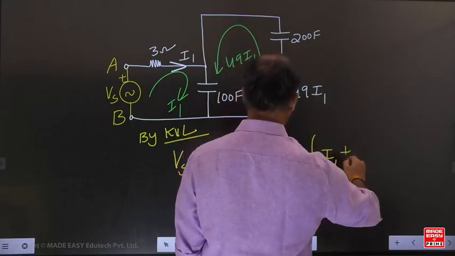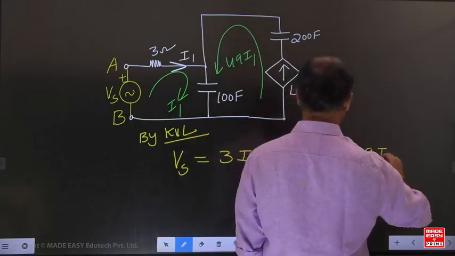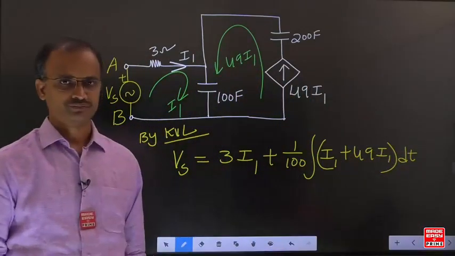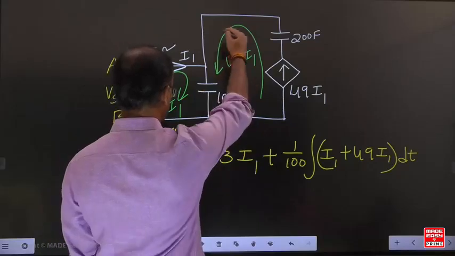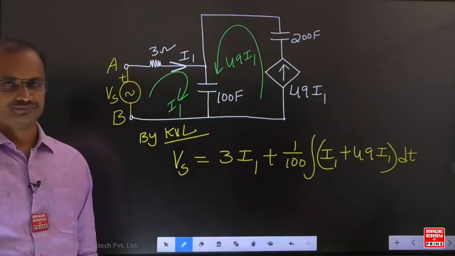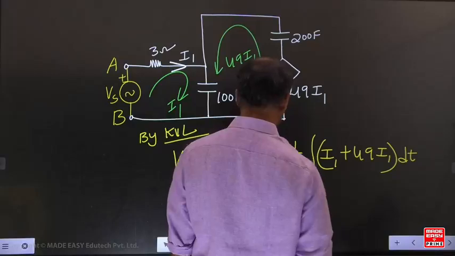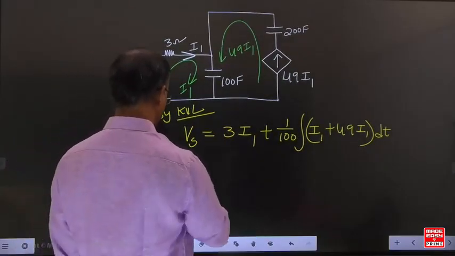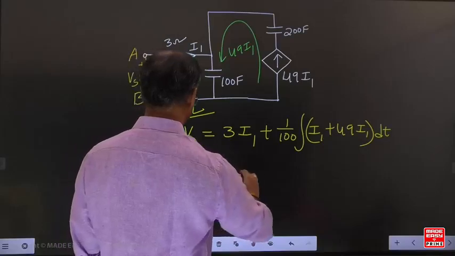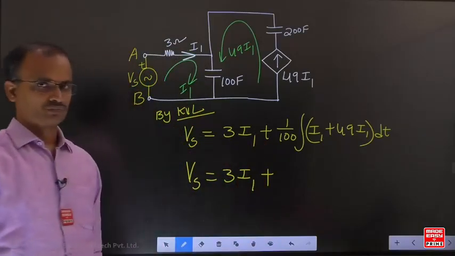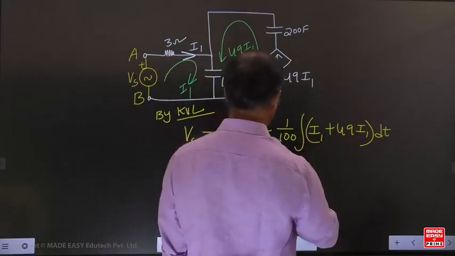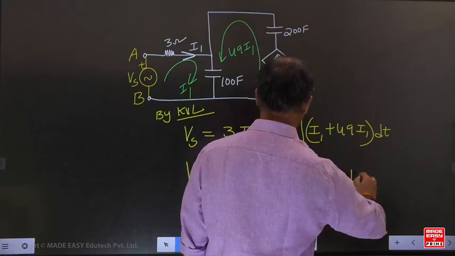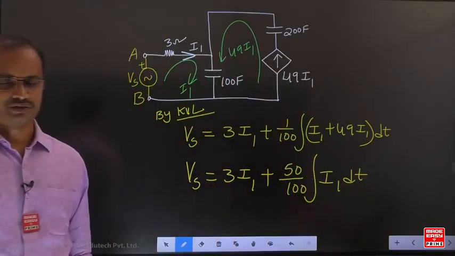What is the formula? 1 by C integral of the current. Here I1 downwards, 49 I1 also downwards, both in the same direction. What do we do for the same direction? Addition. So Vs equals 3 I1 plus, if you rearrange this equation, 50 by 100 integral of I1 dt.